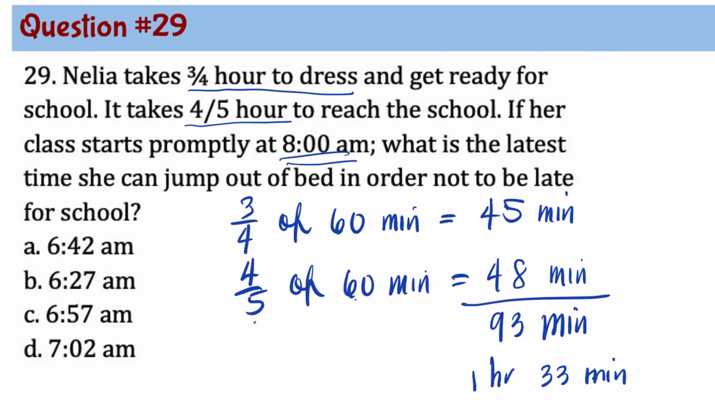So, what time does she need to wake up so as not to be late? The answer is letter B. Because if it's 6:27 a.m. plus 33 minutes, that's 7 a.m. And there's 1 more hour, that will be 8 a.m. So she needs to wake up before 6:27 a.m. for her not to be late for school.